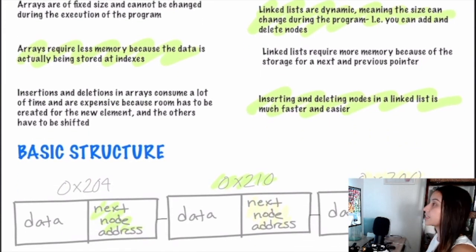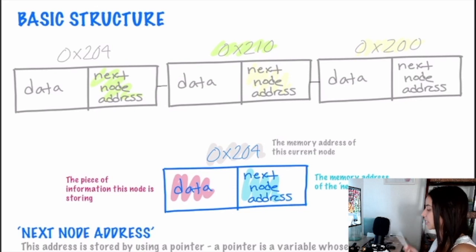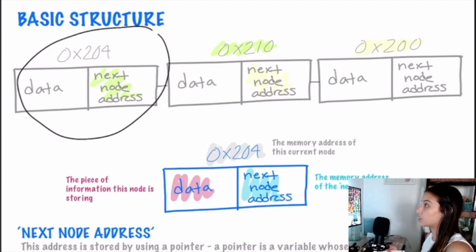And luckily in linked lists, inserting and deleting nodes is much faster and a lot easier, and I'll actually show you guys that when we get to the coding portion. And the basic structure of our linked list, I like to visualize it like this. So each one of these things is a node, right? Each node holds data, so whatever it's storing, and then it also holds the address of the next node.